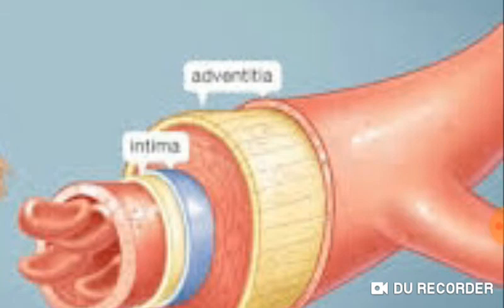Now I want to discuss the symptoms and signs of acute limb ischemia. Acute limb ischemia is associated with pain, pallor, pulselessness, perishing cold, paresthesia, and paralysis.